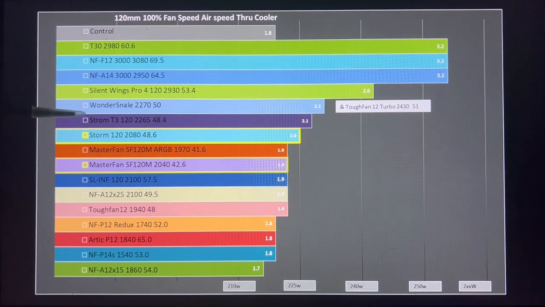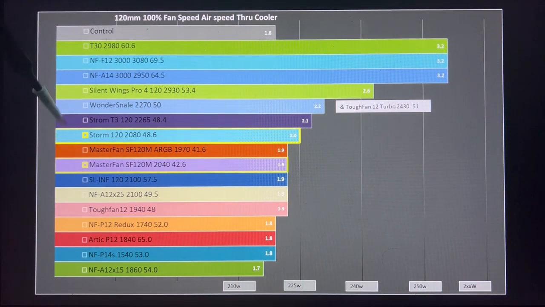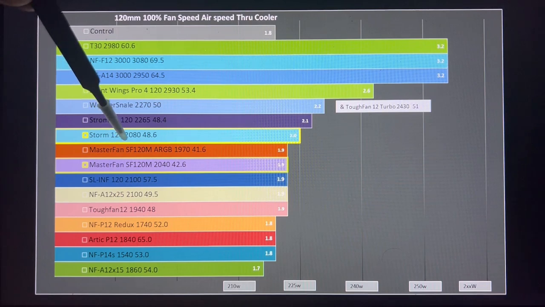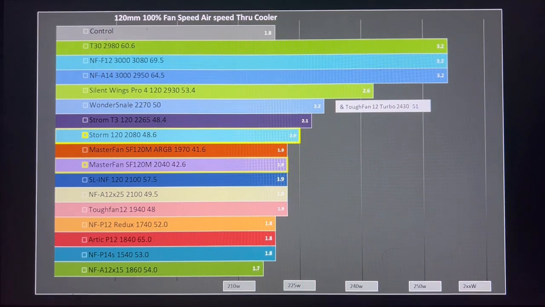As we move down the graph, we've got the Wonder Snail, a very high performance fan for its RPM and 50 decibel reading. And then we have the Storm T3 120 spinning at 2,265 RPM at 48.4 decibels, moving 2.1 meters per second of air. The Storm 120 regular edition was spinning at 2,000 RPM, producing effectively the same noise level at 48.6 and moving 2 meters per second of air. So you do get a little bit extra performance, whether it's from that extra thickness or just from the RPM.